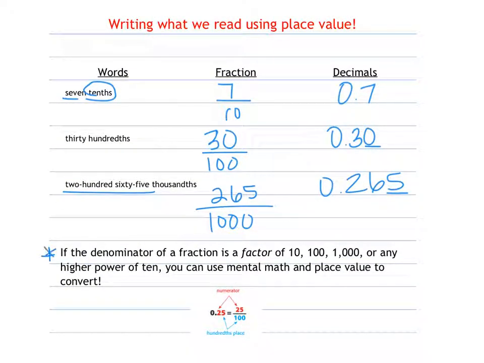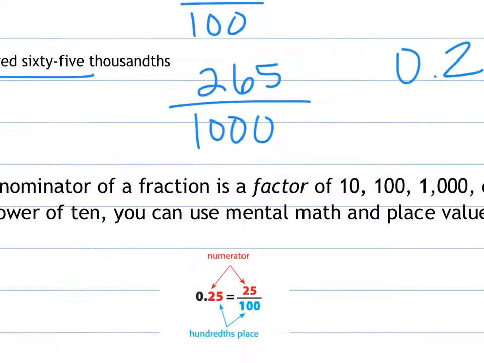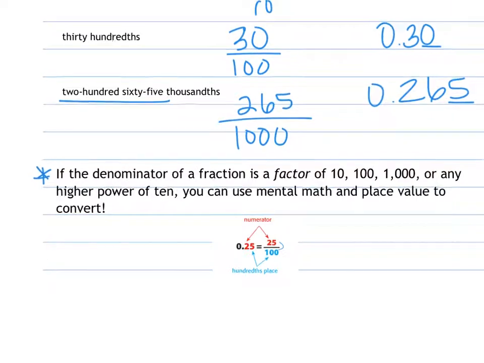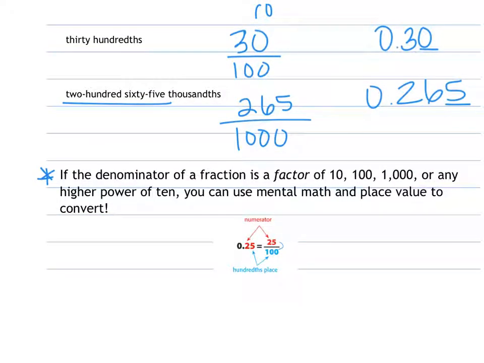Something to note here that we should write down. If the denominator of a fraction is a factor of 10, 100, 1,000, or any higher power of 10, so 10,000, 100,000, so on and so forth, you can use mental math and place value to convert. So there's an example here, 25/100. We can write that just as the fraction 25 over 100 because we know that that's what our denominator is. Okay, so something to note, make sure you've got that written down in your notebook.